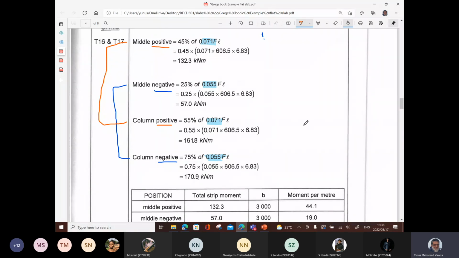Why do we have this? Why do we have this variation in the spread of the load? Why can't we just say 50% goes into the column strip and the remaining 50% goes into the middle strip? I explained this to you at the previous lecture. Why? Can anybody remember?